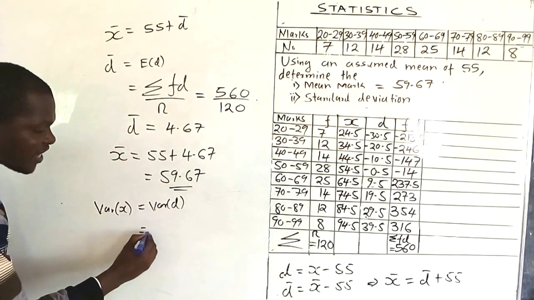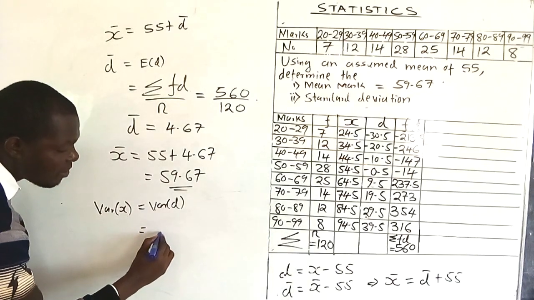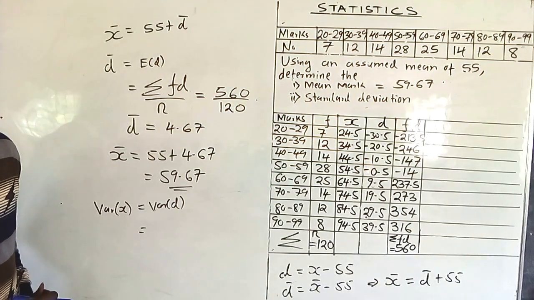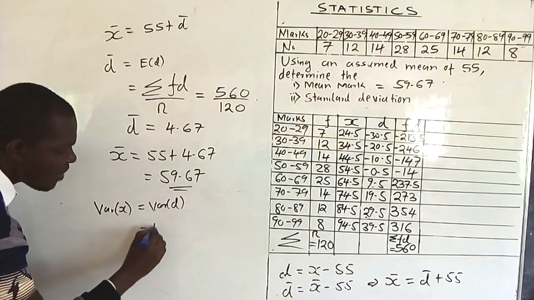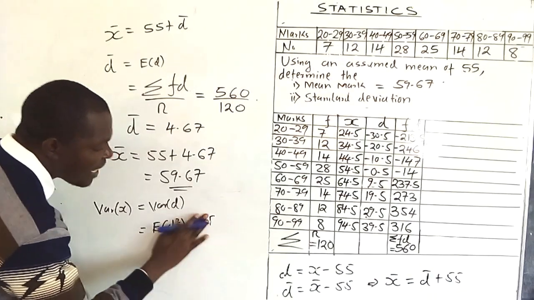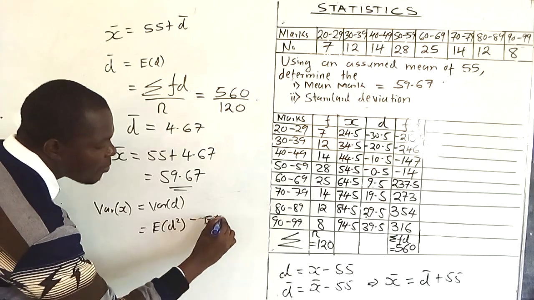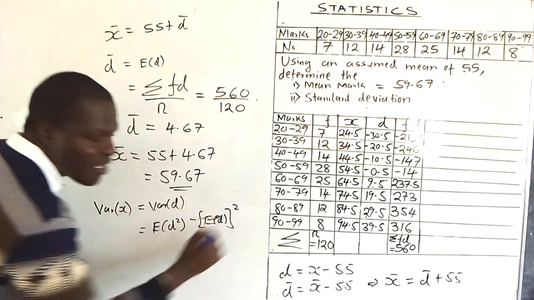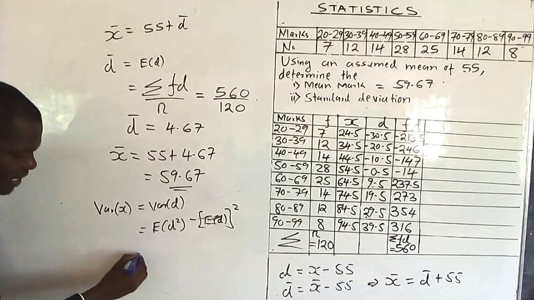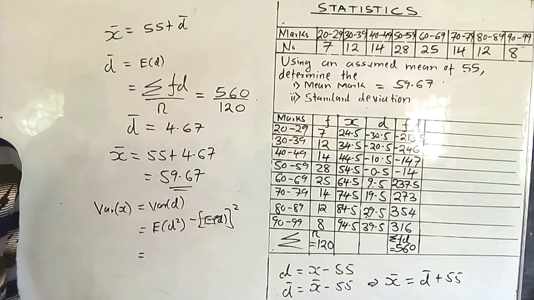The variance, we said, is the expected value of D squared, and the expected value of D squared is the mean of D squared, isn't it? So the variance of D was the expected value of D squared minus the mean squared. The mean is the expected value of D, then squared. Are we together?